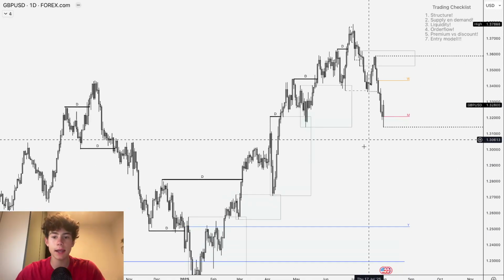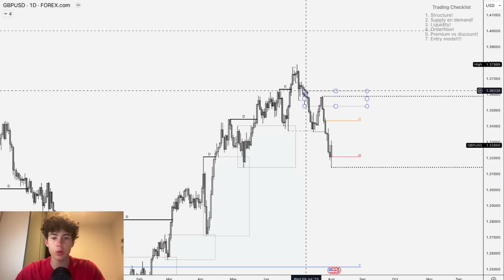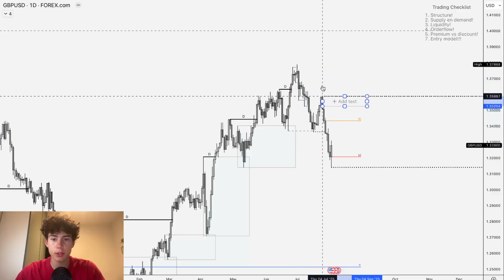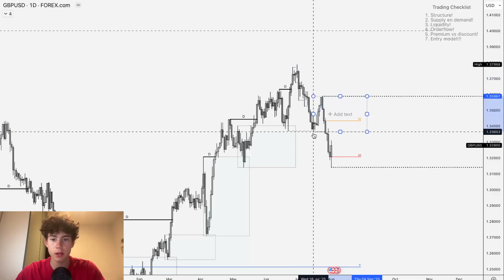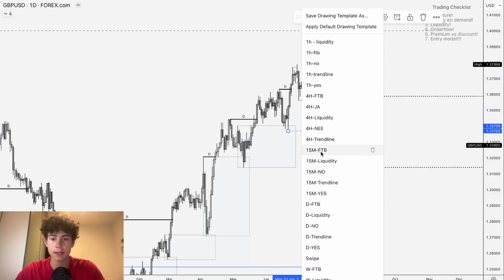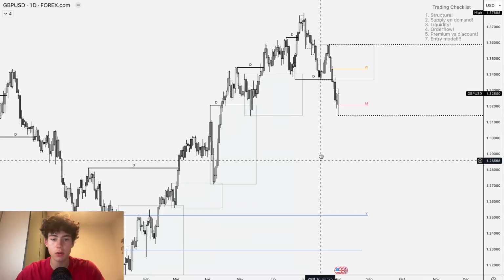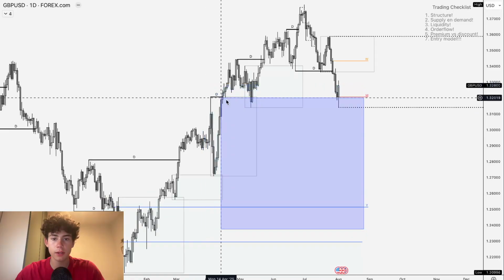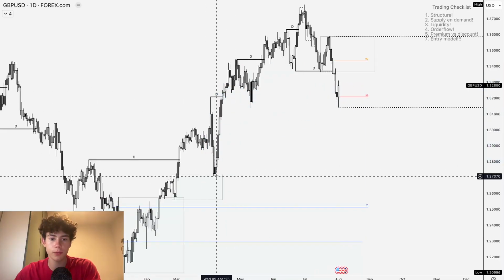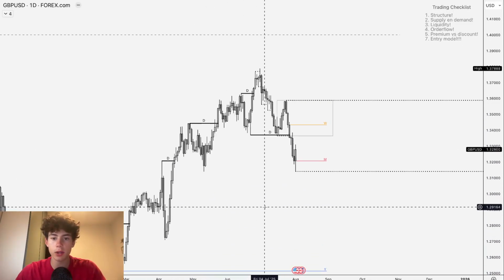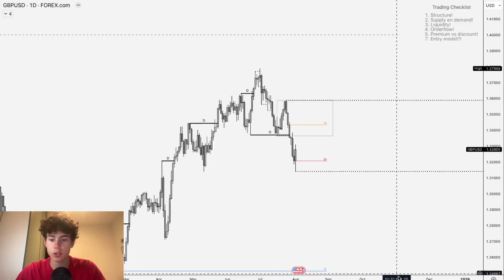Looking at the daily time frame, the order flow is bearish from this supply zone. And if we take a look at the structure, then this is also bearish structure as well. So let's remove all of these demand zones over here. And now what can we see? So this is our structure, which is now bearish.